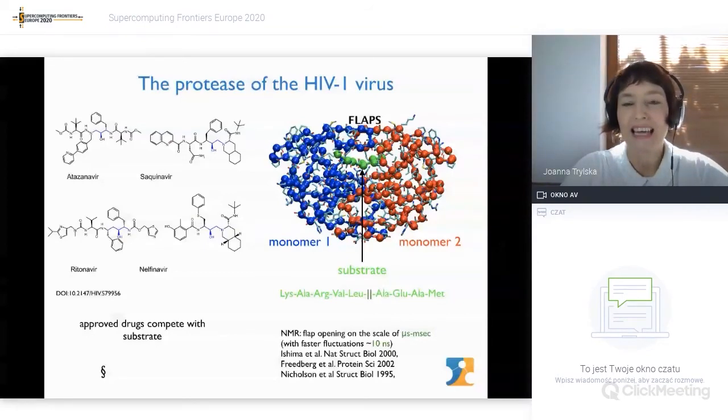And this is an enzyme that is important for the HIV virus replication in general. And this is also a drug target. So on the left-hand side of the slide, you see examples of approved drugs that target HIV protease.